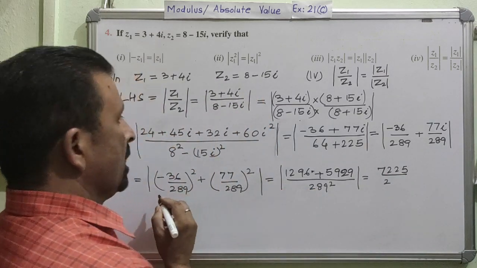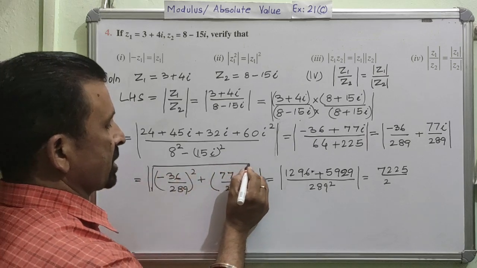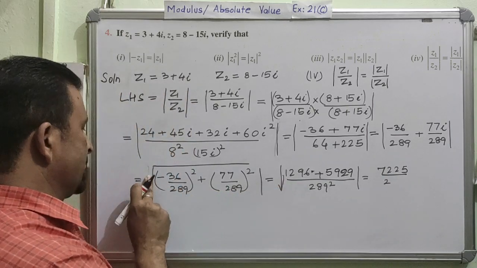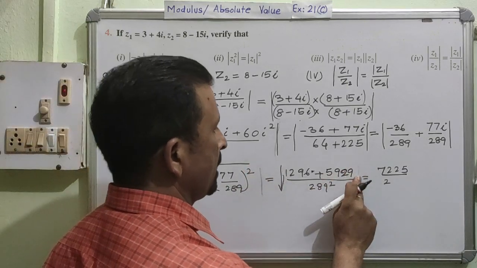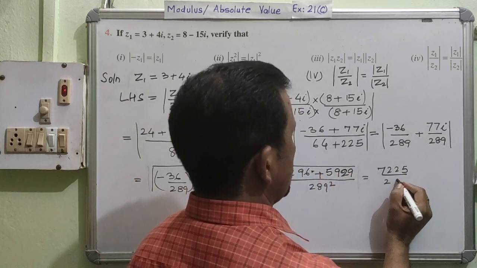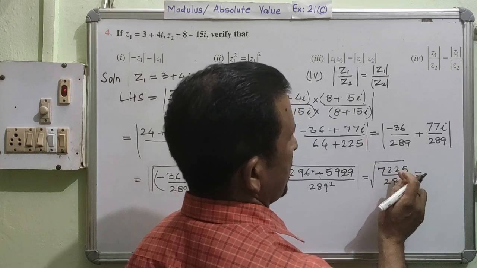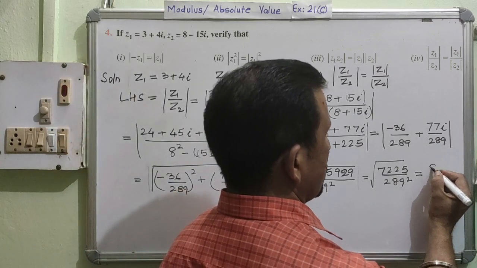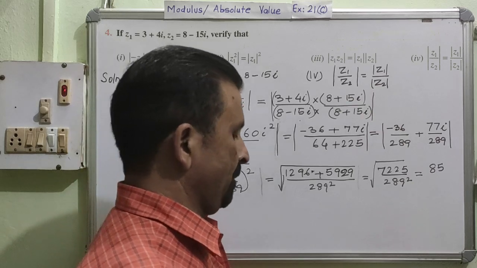Since we are calculating the absolute value, that is mod, we will also have the square root sign. I'm very sorry, this is also a square root sign. This mod sign will disappear; once we are calculating the absolute value, there will be no mod sign. So this is the square root of this number. Now, 289 whole squared is this. Now we are calculating the square root. 7225 is a square number, so we can take the square root of this number. The square root of 7225 is 85.